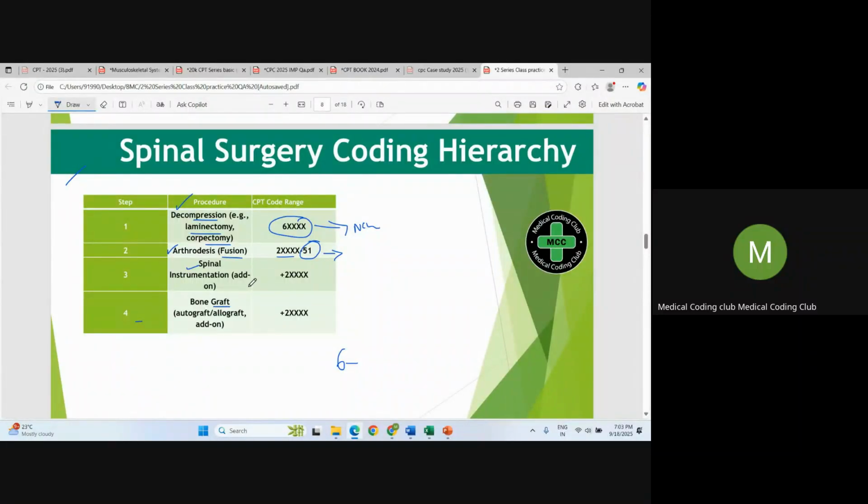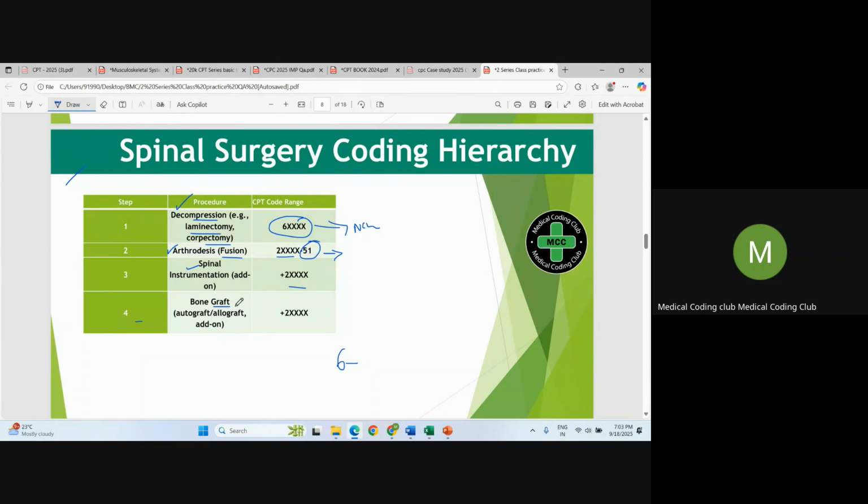As we saw yesterday, there are segmental spinal instrumentation and non-segmental instrumentation. Based on the documentation, you have to code the add-on code. Here, add-on code only you will take, not the primary one.